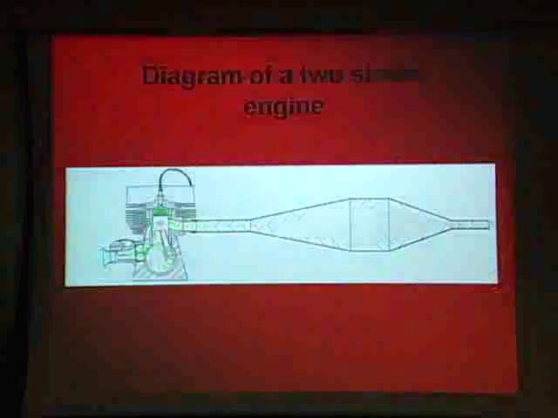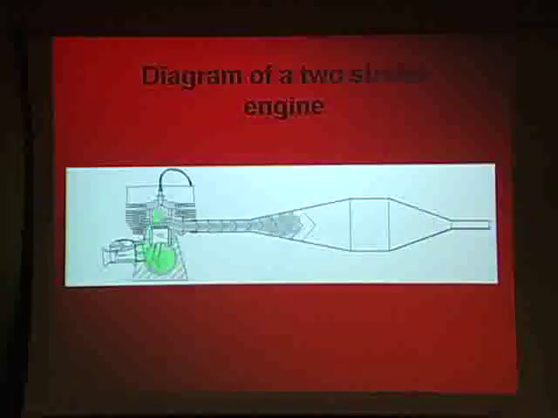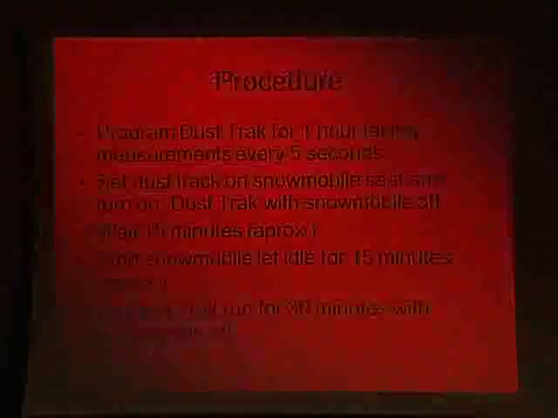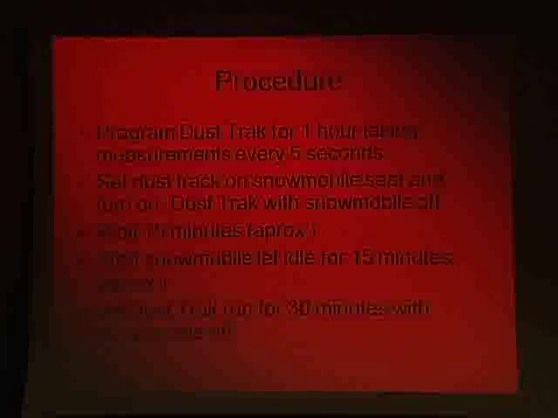And the way this two-stroke engine works is the air goes in and then it goes up, and when the sparks hit it, it goes out of the snow machine, and then the vibrations go back and it explodes and it starts over again. Our procedure was to program the DustTrak for 1 hour, taking measurements every 5 seconds.